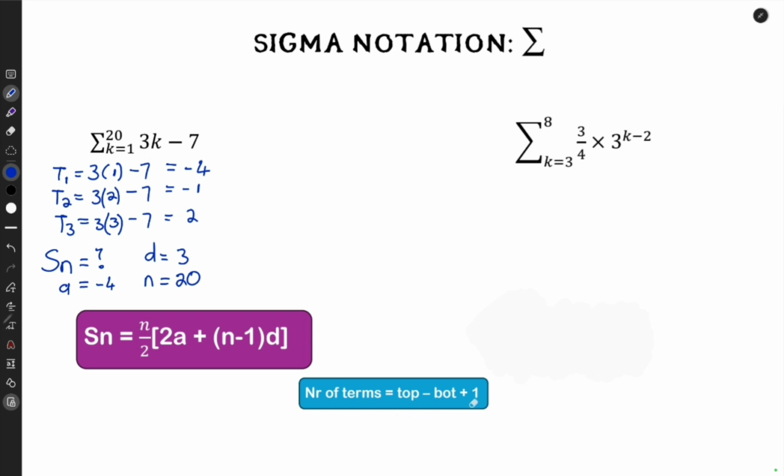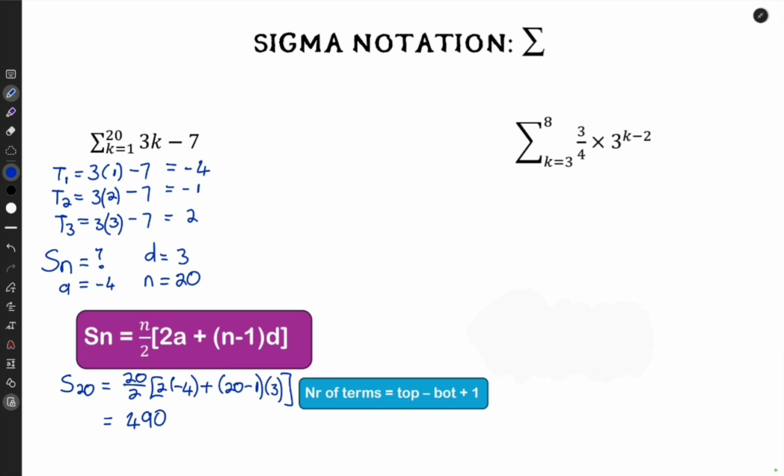So now I just take this purple formula, the arithmetic one that you're comfortable with by now, and I'm just going to sub in. So I'm looking for S20. I know it is 20 over 2, times 2 times my A value, which is minus 4, plus 20 minus 1, times my D value, which was 3. And you are just going to sub it into your calculator, and the answer is 490. That's it. There's nothing to be scared of with a sigma sum.